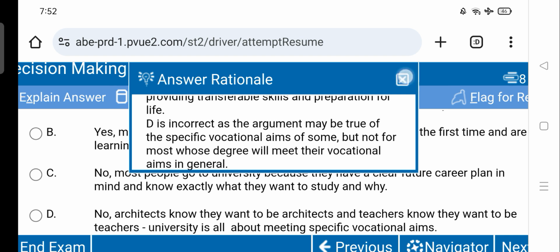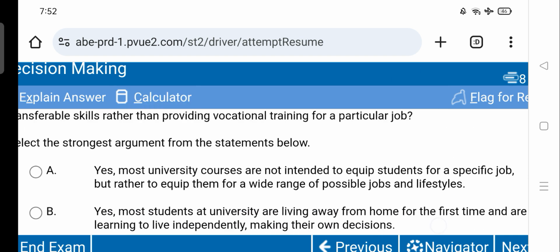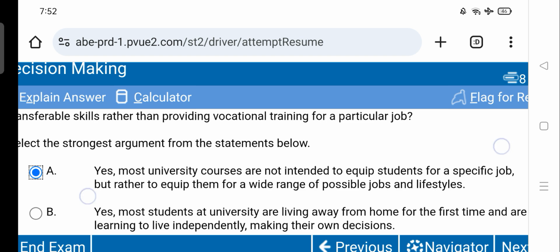So the correct option is option A, which says yes, most university courses are not intended to equip students for a specific job, but rather to equip them for a wide range of possible jobs and lifestyles.